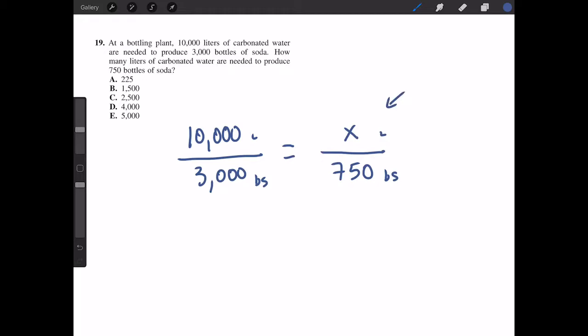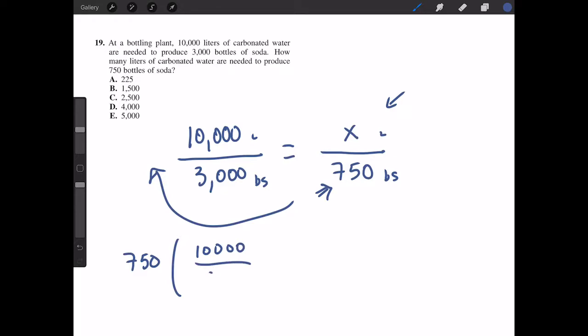So essentially we're solving for x, and that means taking the 750 that's dividing here and sending it multiplying to the other side. So we would end up with 750 times 10,000 divided by 3,000, and this will be equal to x. If we enter this on the calculator, x is equal to 2,500 liters of carbonated water, which is choice C.